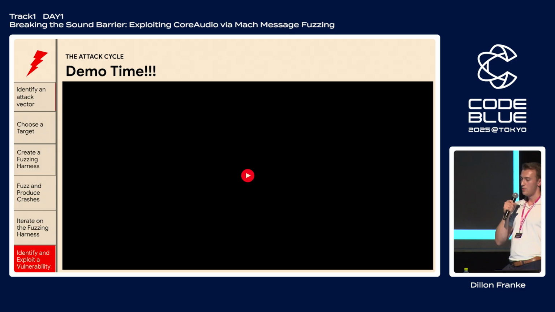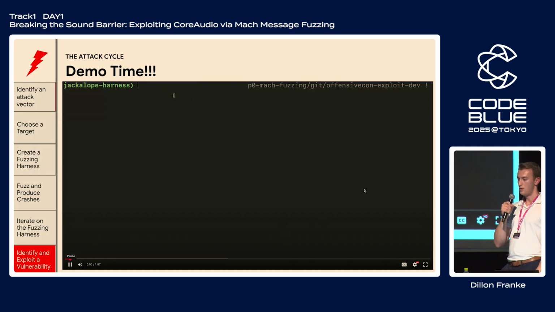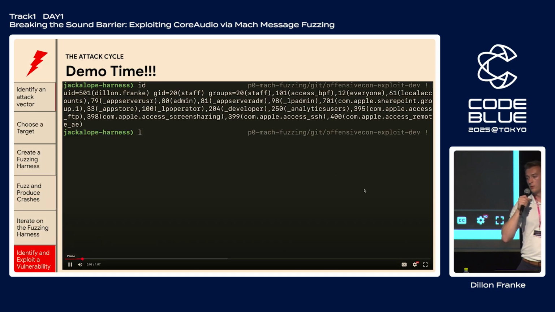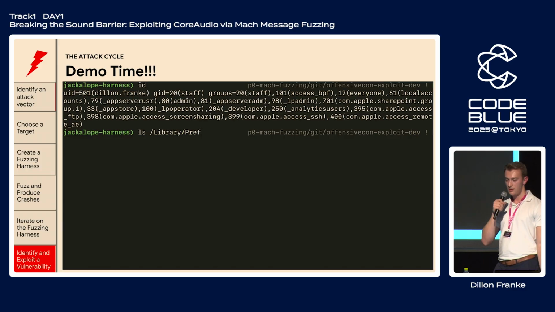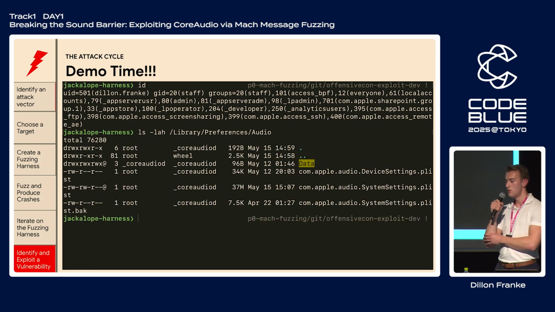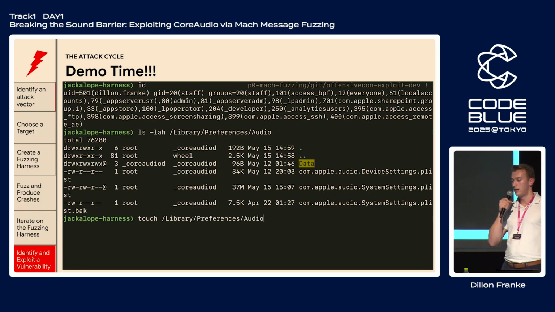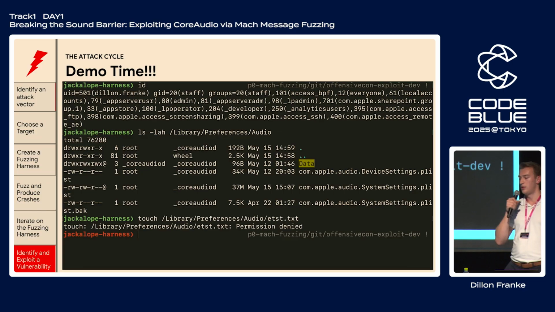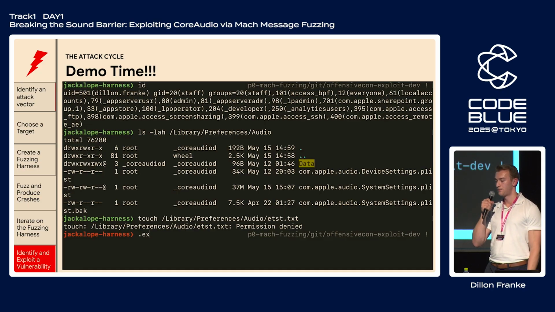All right, so let's see a brief demo of this, which I will talk you through here. So just to show you first, we are running as just my normal user on the system, Dillon Franke. If we look, this is a directory that the CoreAudio user only can write to. This library preference is audio. And then we're going to try to create a file in there as the normal user, and you'll see that we can't do that. Permission gets denied.